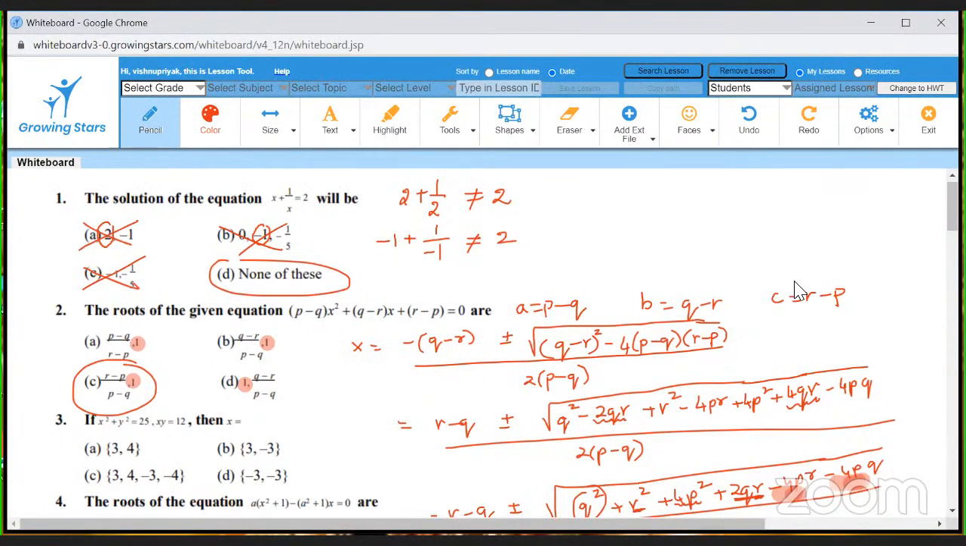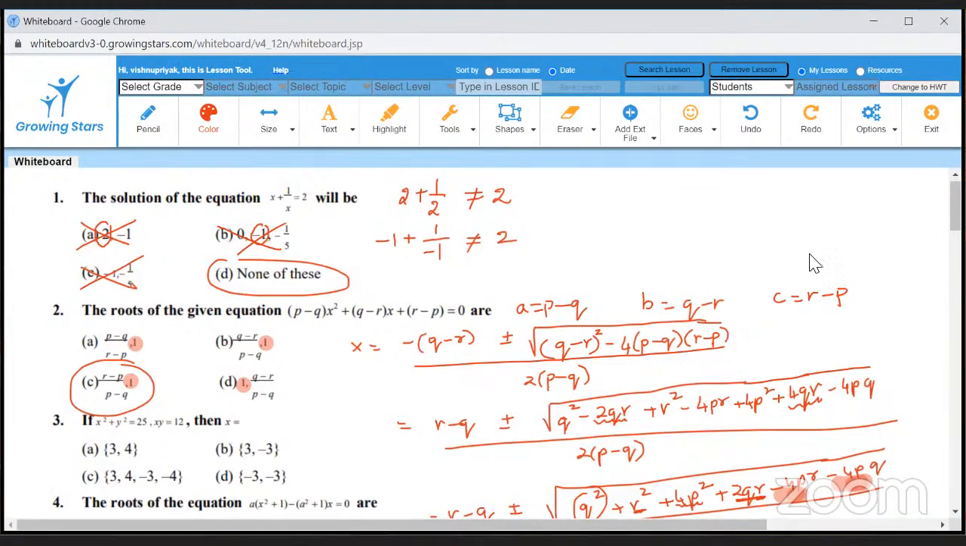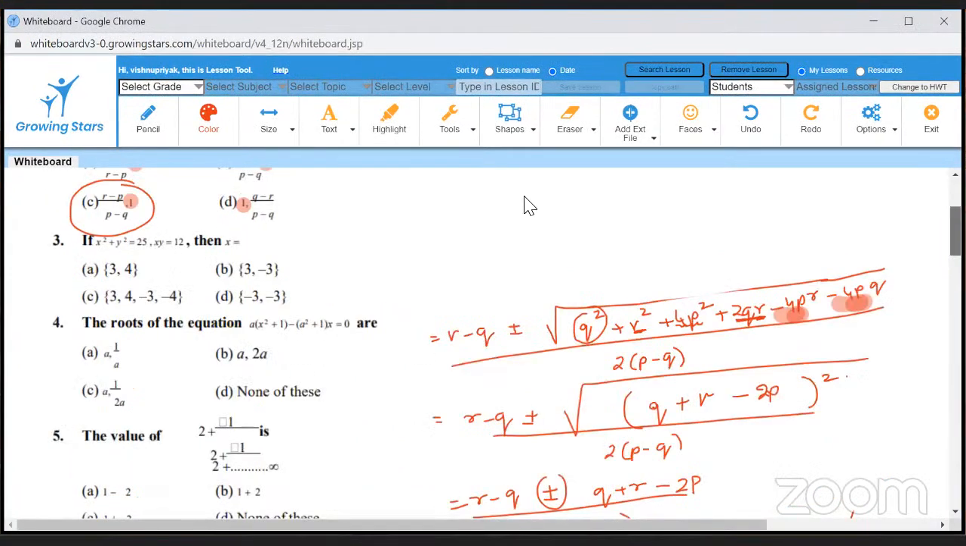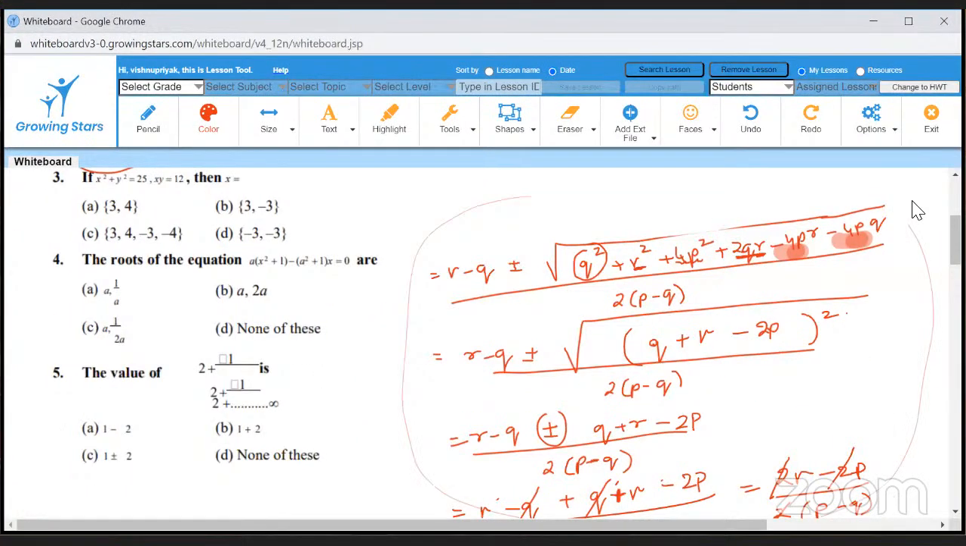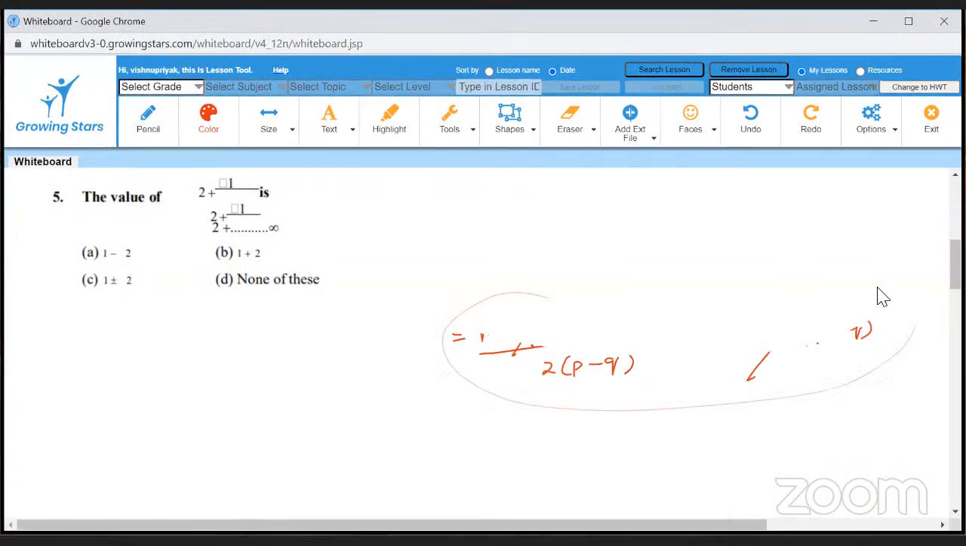There are many ways to find this answer. I will tell you one more method, a shortcut method. This I told you so that you will know the long method also. What is another shortcut method? Let me tell you.